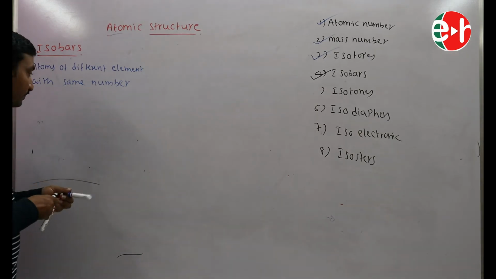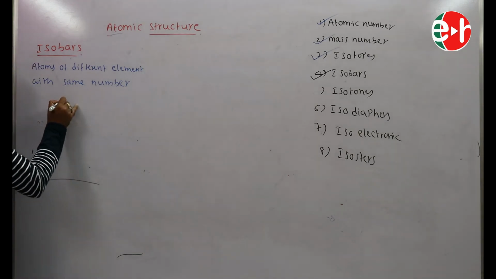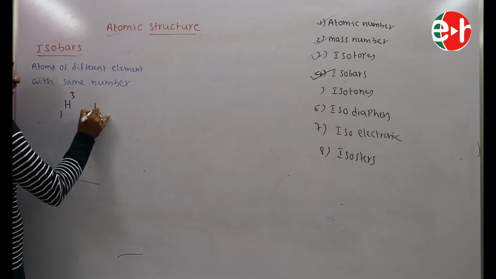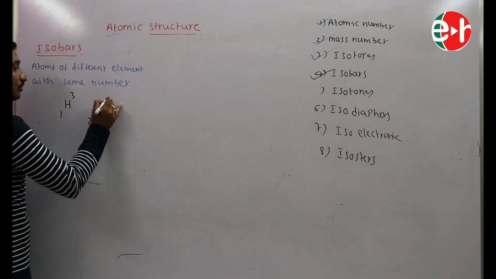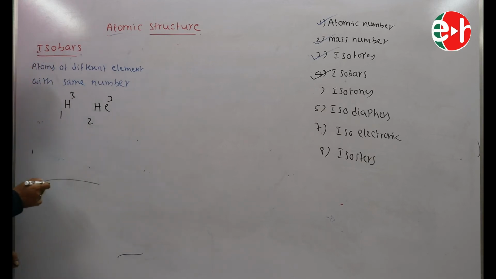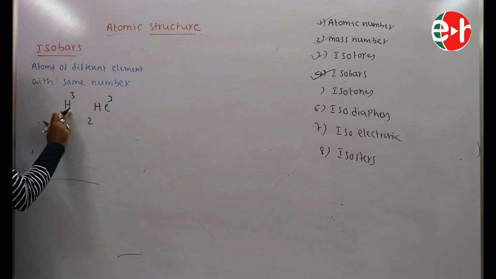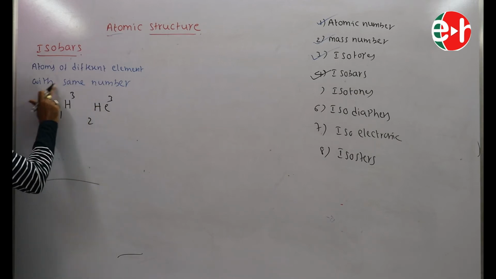Example, 1H3 and helium 2He3. See this, the atoms hydrogen and helium are different elements, atoms of different elements with the same mass number.